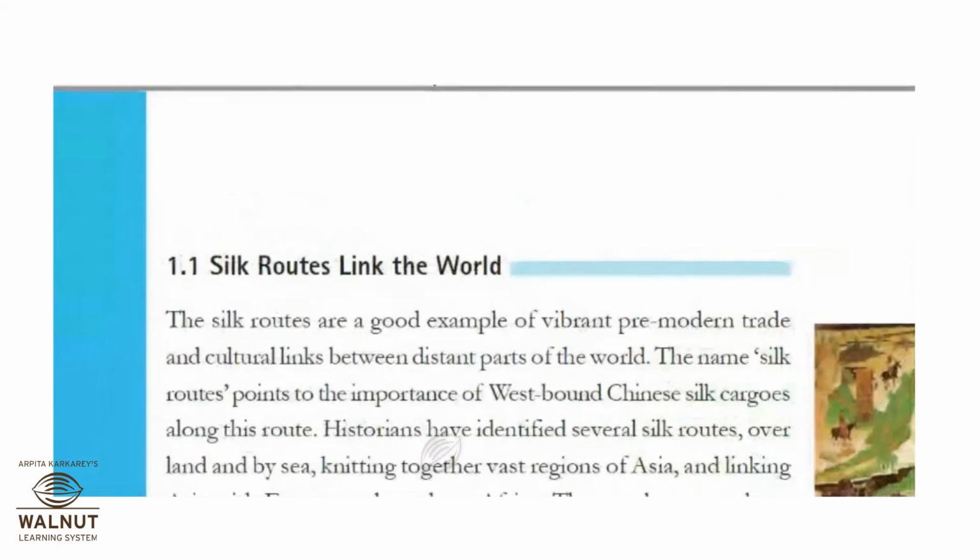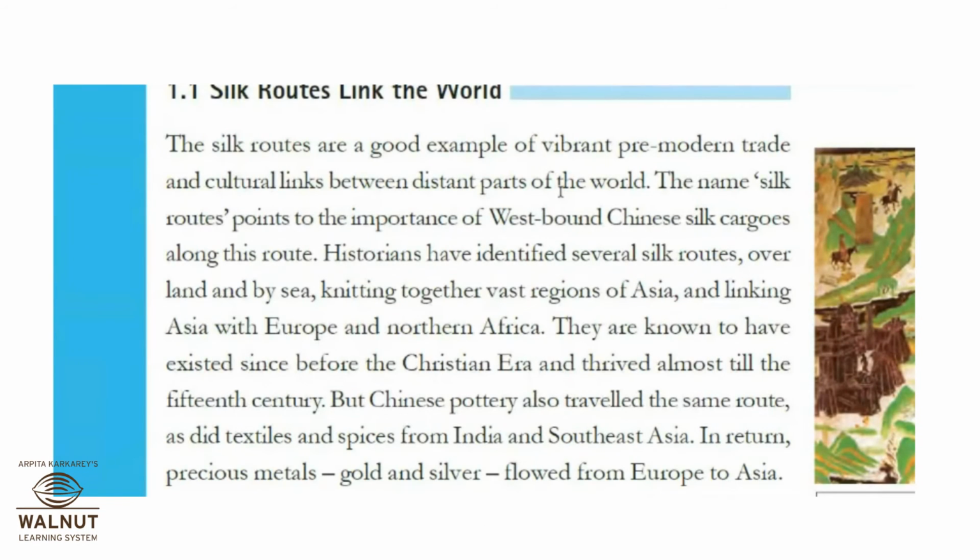Silk routes link the world. The Silk routes are a good example of vibrant pre-modern trade and cultural links between distant parts of the world. The name Silk Route points to the importance of westbound Chinese silk cargoes along this route. Historians have identified several silk routes over land and by sea, knitting together vast areas of Asia and linking Asia with Europe and northern Africa. They are known to have existed since before the Christian era and thrived almost till the 15th century.